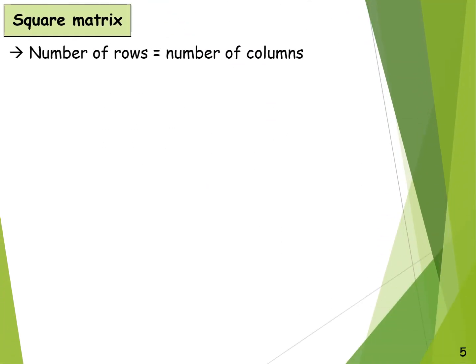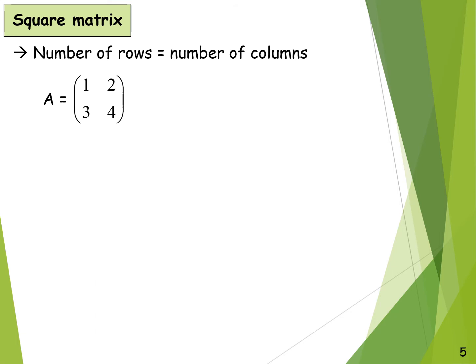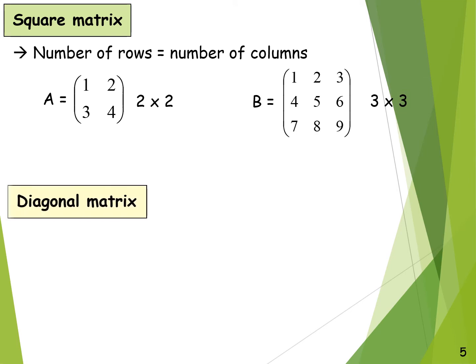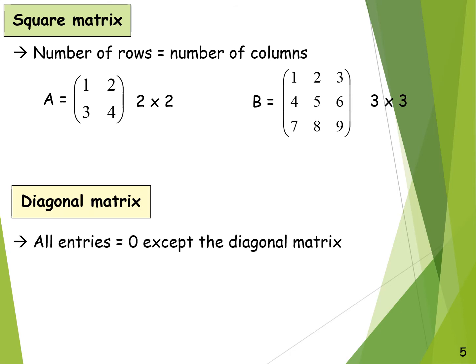A matrix with the same number of rows and columns is called a square matrix. For example, matrix A is a square matrix of order 2. Matrix B is a square matrix of order 3. A diagonal matrix is a square matrix where all elements are 0 except elements in the principal diagonal.